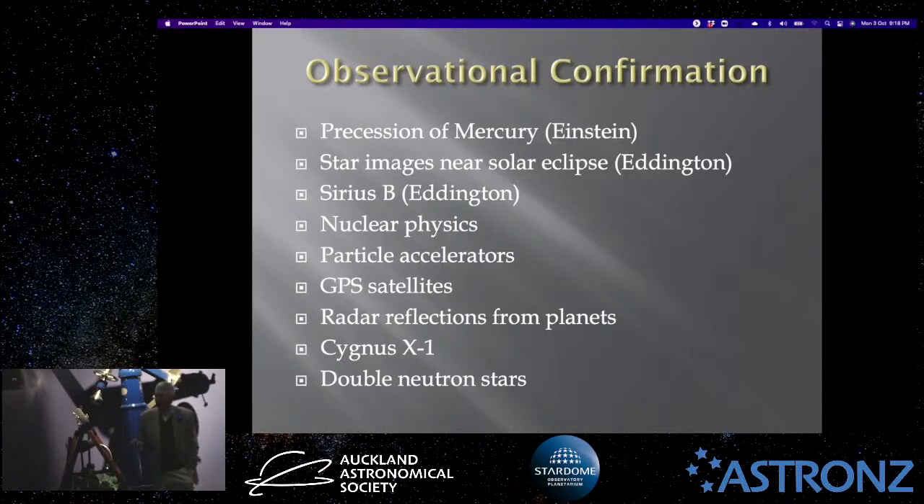Double neutron stars, these are interesting. Pulsars, double pulsar, giving off pulses of radiation, pulses of radio waves. And by timing them very precisely, you can demonstrate the precession in the orbit. And also over time, you can demonstrate that the orbit speeds up very, very slowly due to gravitational radiation.